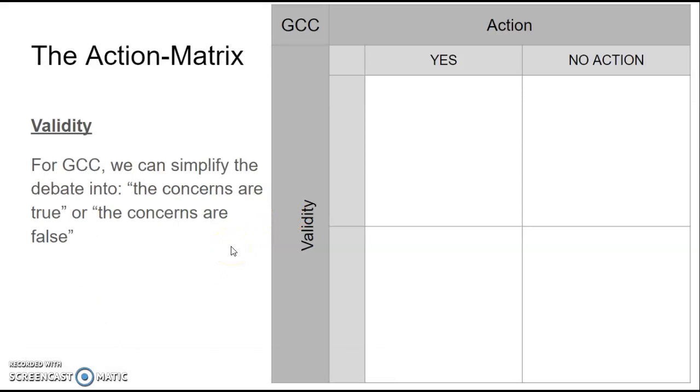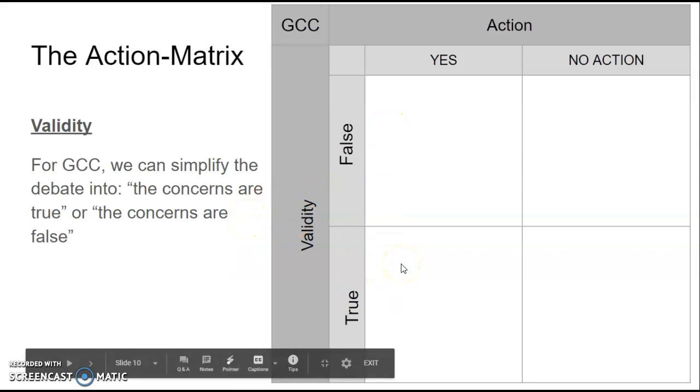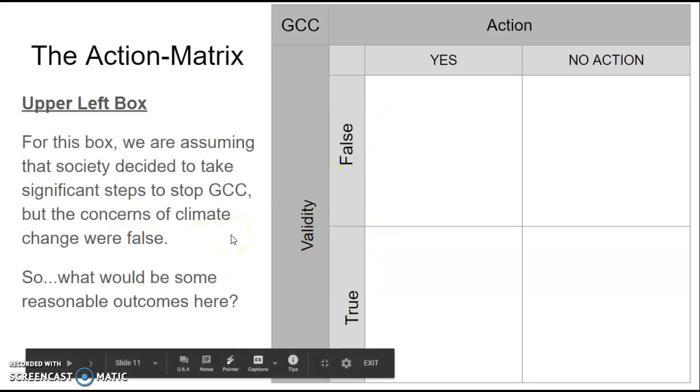Let's see what happens. So for global climate change, we can simplify the debate into the concerns are either true or the concerns are false. So like all the alarmists, the global climate change scientists that are saying we have to do something, these things are going to happen, they're either going to be true or they're going to be false. We simplify it into that. So either it's a reality or it's not. So we say true and false here on our rows. So true and false. Okay.